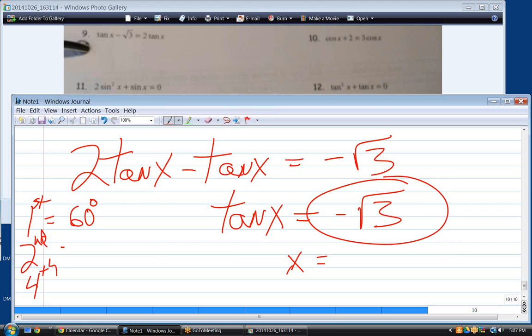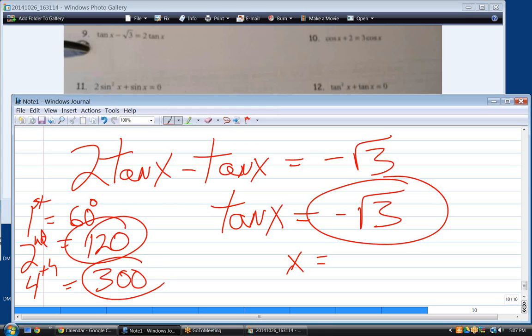Yeah. What's the equivalent second? 120. Fourth? 300. There's your two answers. In other words, the first is not an answer. It's just the way we do everything to find out the other two, is to always go back to the first quadrant. Okay. But for this problem, the first quadrant answer is not a problem because we need it to be negative.